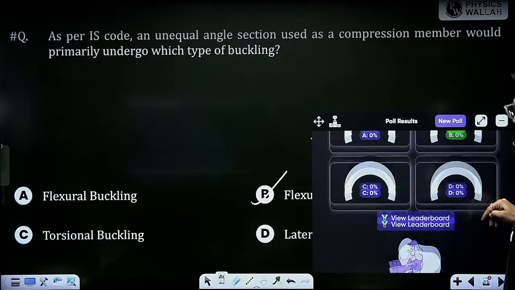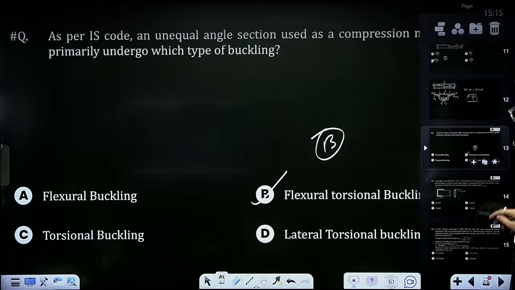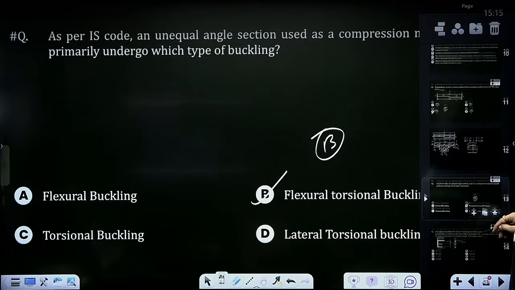B was the answer, nobody has given me. Very simple questions again. Let's see the next question.